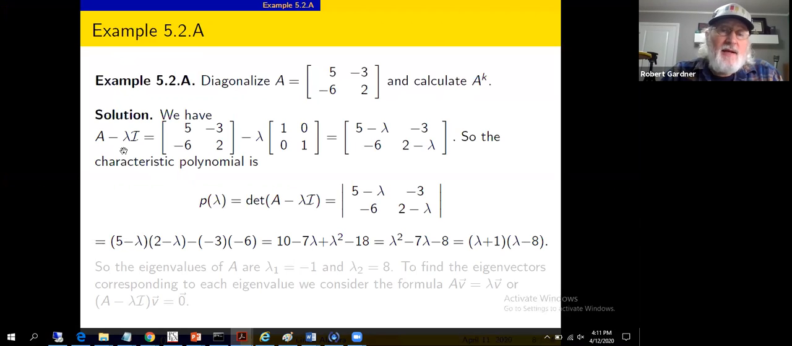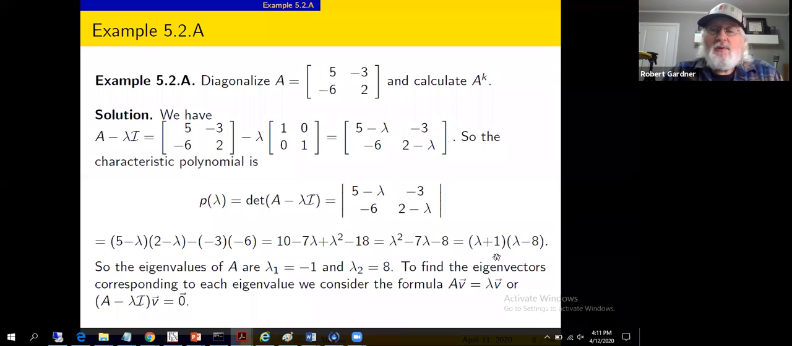Okay, we need A minus lambda I, so we'll subtract lambda along the diagonals. We'll take the determinant of that. That'll give the characteristic polynomial. It's a 2 by 2 matrix, so it ain't so bad to take the determinant. That will produce, after some computations, this second degree polynomial, which is fortunately easily factored, and it doesn't involve complex numbers. Okay, here's the characteristic polynomial.